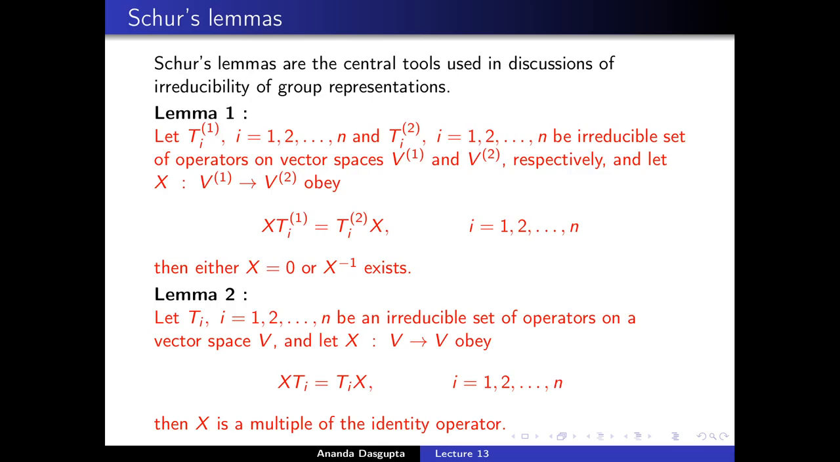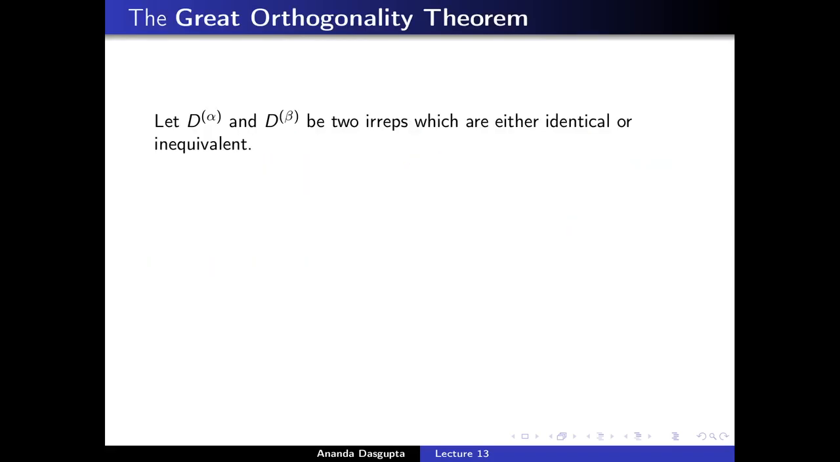To set the stage for the great orthogonality theorem, we consider two irreducible matrix representations of a group, and these matrix representations are labeled by two labels, alpha and beta. So we have D^alpha and D^beta. What is important is that if alpha is the same as beta, then these two representations are identical. However, if alpha is not equal to beta, they are not only not identical, they are actually inequivalent.